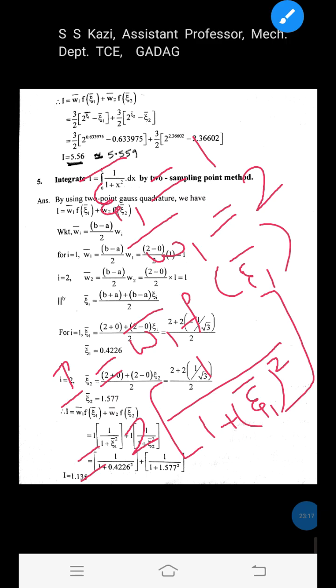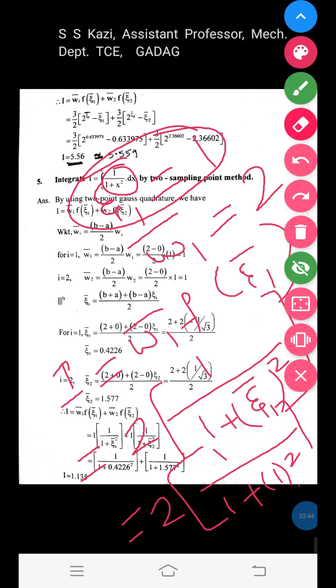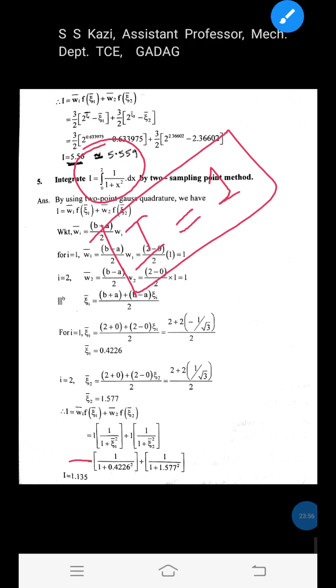Okay, this is f of zeta 1 bar, because f of zeta is 1 by 1 plus x square. Then we will write 2 into bracket 1 divided by 1 plus, what is zeta 1 bar we got? Zeta 1 bar is equal to 1. So 1 divided by 1 plus 1 square, that is 1 plus 1, 2. 1 divided by 2 we got, 2 gets cancelled. What remains? I is equal to 1 we got. That is, using Gauss 1-point method we got the value of this integral equal to 1. Using 2-point method we have calculated it is equal to 1.135.